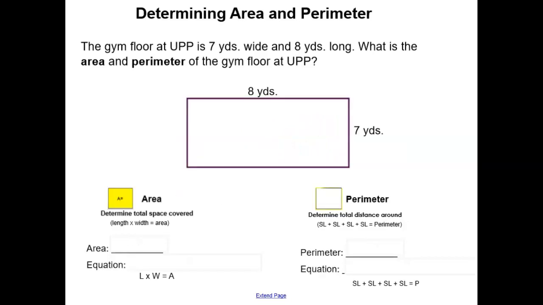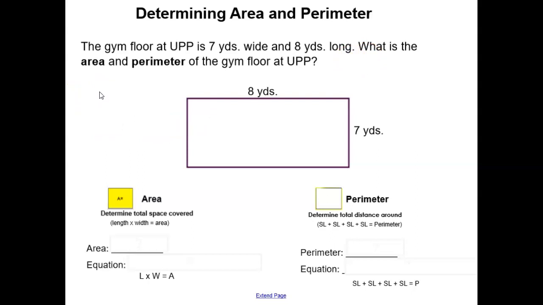Okay, I'm going to show you what your assignment's going to look like today. You need to have out a piece of paper and a pencil because you're going to solve this with me. We are going to read some area and perimeter scenarios, and you're going to find both the area and the perimeters of the rectangles that we read about. Let's read together. The gym floor at UPP is 7 yards wide and 8 yards long. What is the area and perimeter of the gym floor at UPP?